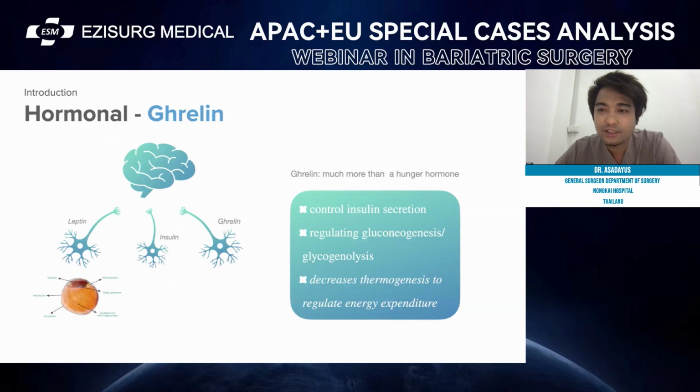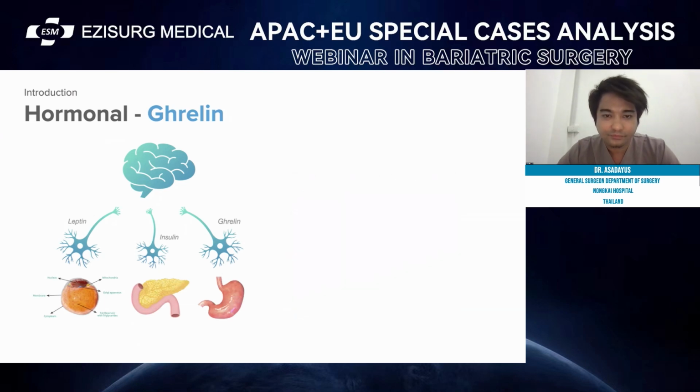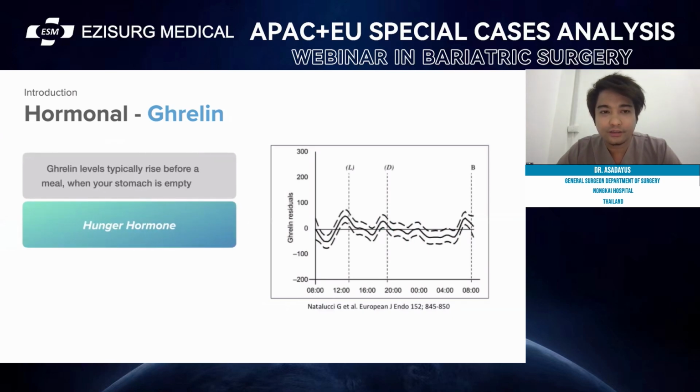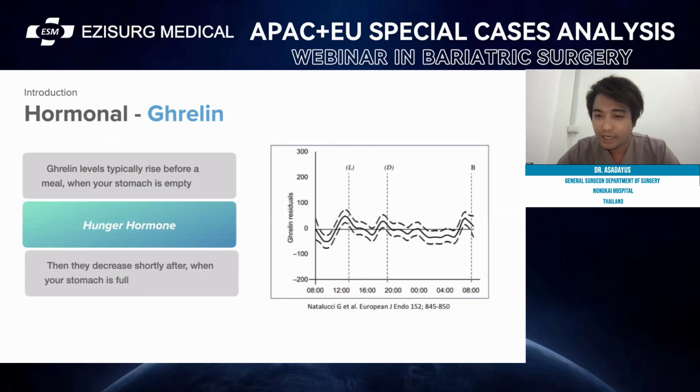We mentioned the ghrelin hormone. Ghrelin is the hunger hormone. It is produced by the stomach and pancreas and adrenal as well, and it can control the level of insulin produced by the pancreas. Ghrelin functions as the hunger hormone, and in the right graph you can see that the ghrelin level increases before breakfast, before lunch, and before dinner.